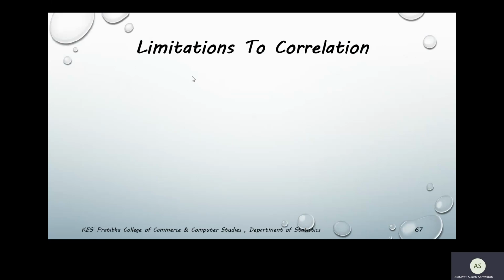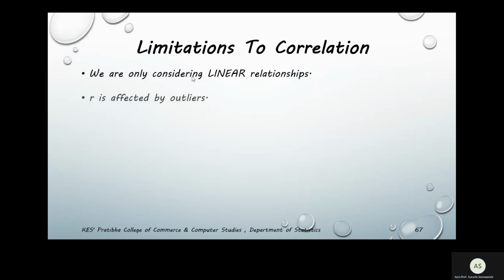Now let's move towards the limitations of correlation. What are the limitations of correlation? So we are only considering the linear relationship here. We are not considering any other kind of relationship. We are only focusing on the linear relationship. Then R is highly affected by outliers. If some values are far away from the actual pattern or not fitting in the actual pattern of the observations, then the value of R, which is the correlation coefficient, is highly affected.